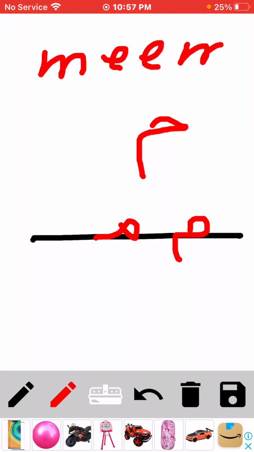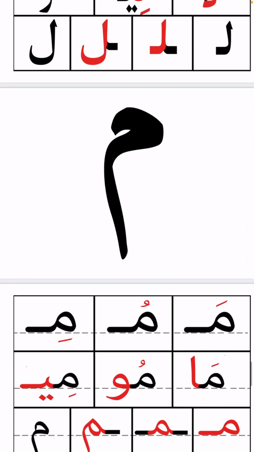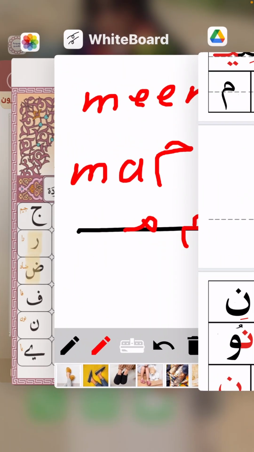Its name is mim and its sound is ma. And mim in Arabic is a light letter. Look here. This is a plate, but this plate does not look like the letters ba, ta and tha. This plate is deep. This letter is letter noon.